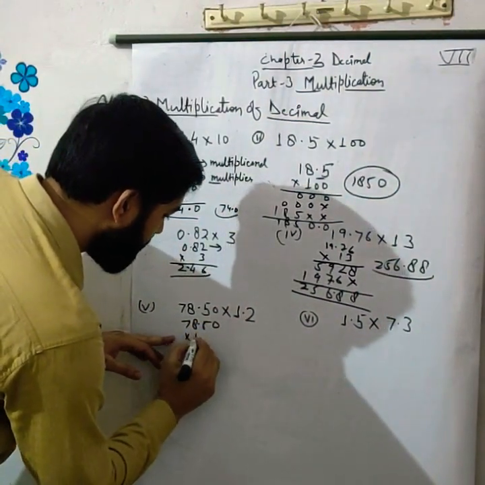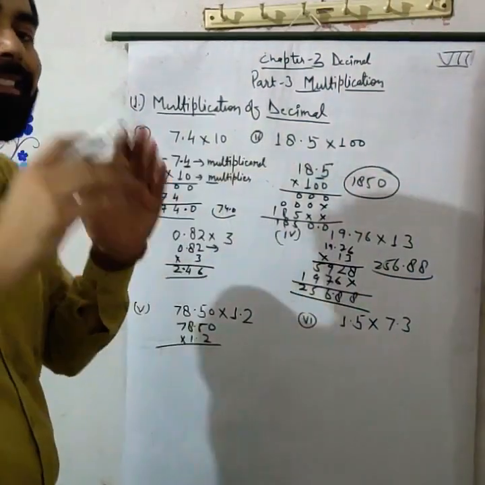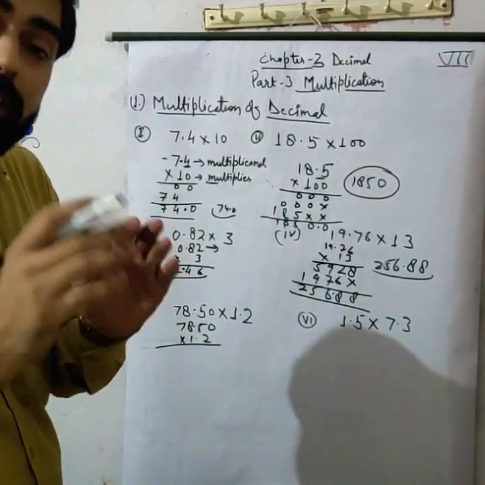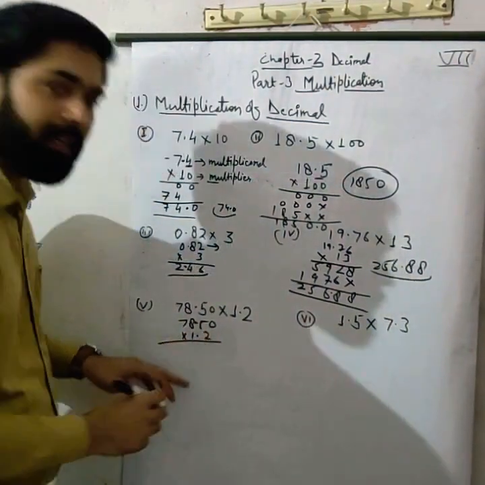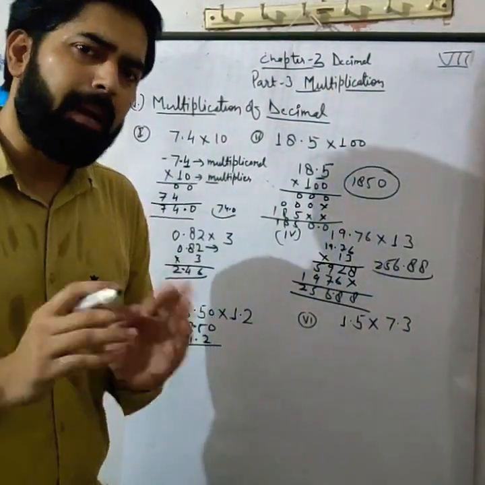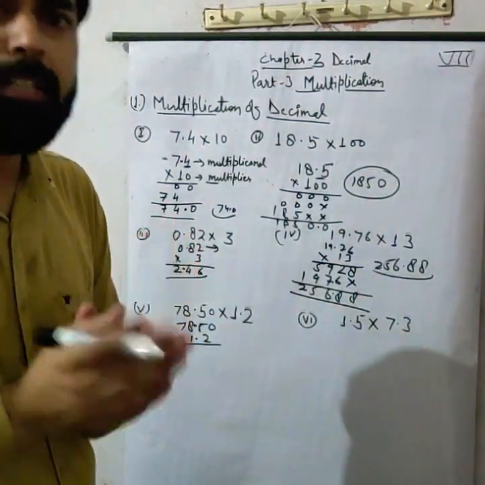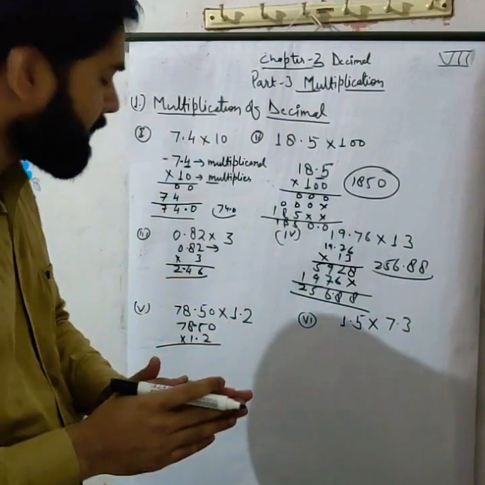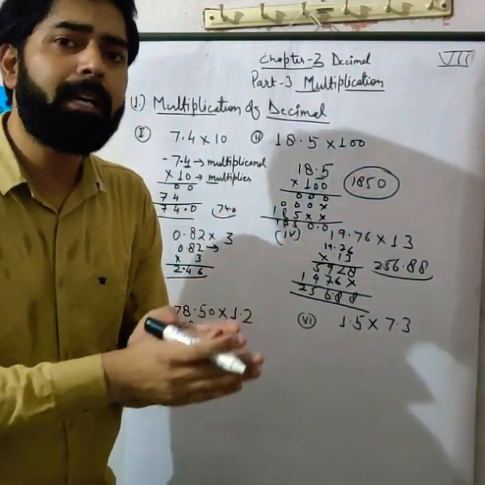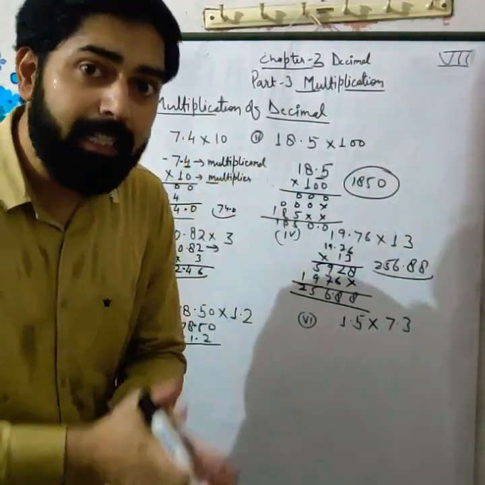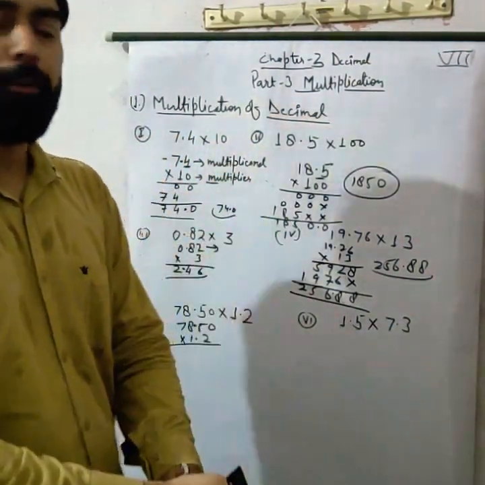What is the number here? 78.50 multiply by 1.2. Look, the multiplicand and multiplier both have a decimal. So don't think about the decimal. Listen, in the multiplication time, don't think about the decimal. First you can easily multiply the numbers and find the product. Then you can use the decimal in the product only.